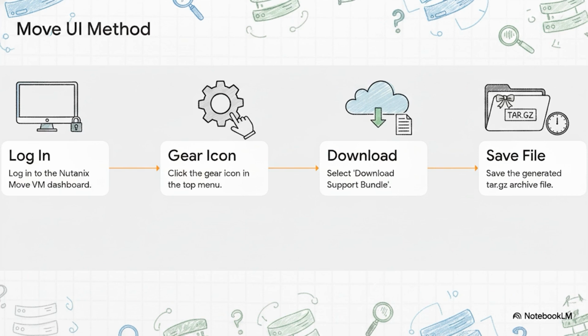Imagine you're migrating a massive legacy 2 terabyte SQL server, and it repeatedly stalls at exactly 99%. You don't have time to guess what's going wrong. You simply log into the Nutanix Move VM dashboard, hit the gear icon in the top menu, and select Download Support Bundle. That's it! Your browser immediately initiates the download.